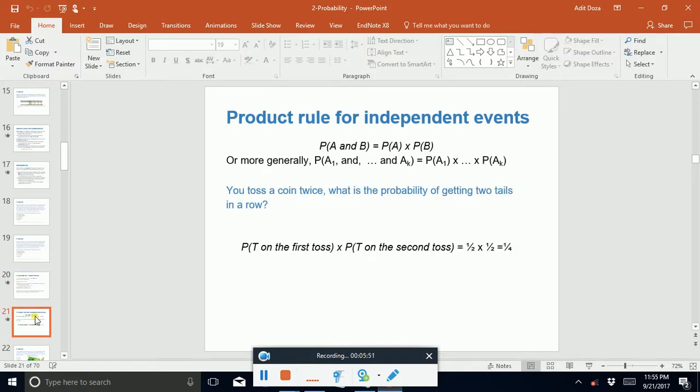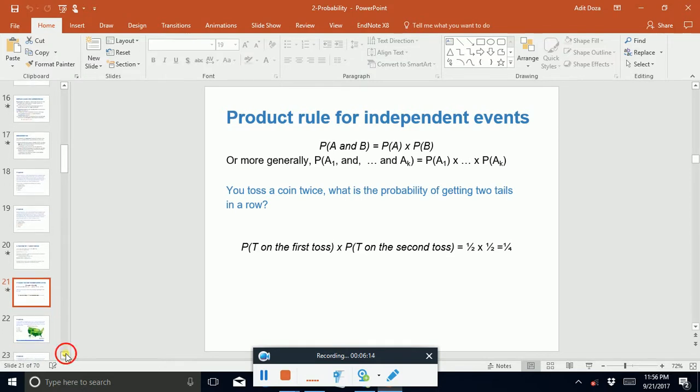All right, so this is the product rule for independent events, right? You toss a coin twice, what is the probability of getting two tails in a row? The first time it's half, the second time it's again half, so getting two tails in a row is 1/4.